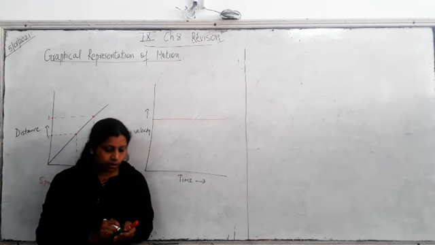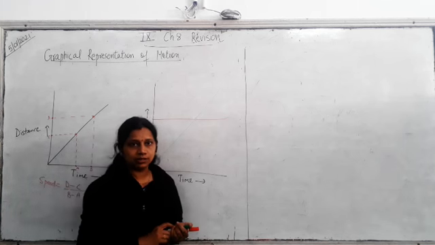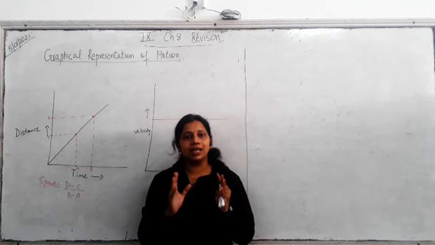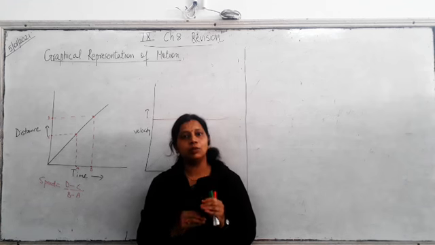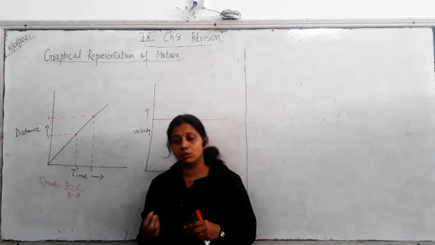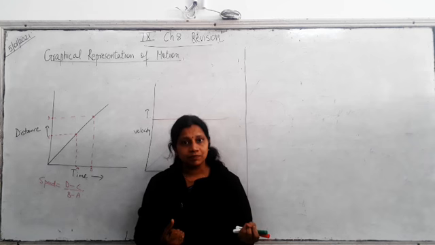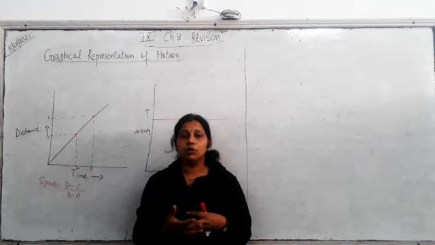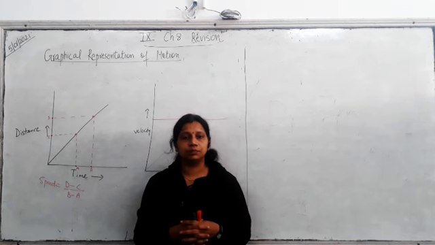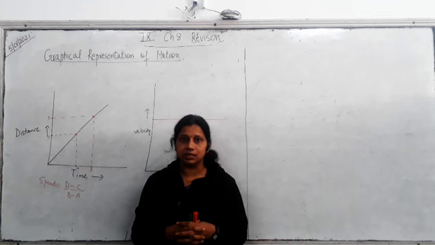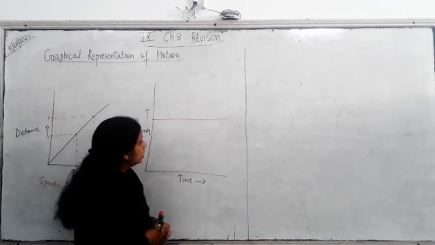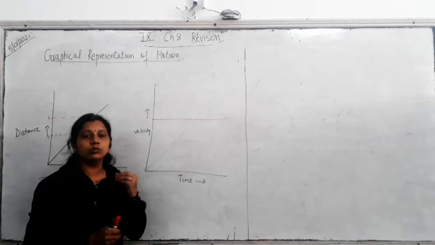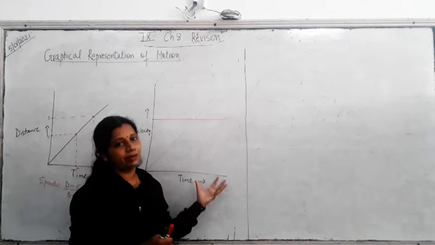So, you know there are three equations of motion. Okay, first thing about these equations of motion, they are applicable only for uniform motion, for an object moving in a straight line and moving uniformly. Okay, for non-uniform motion, those equations are not applicable. So you have three equations of motion, and now we will see how to derive those equations of motion graphically.